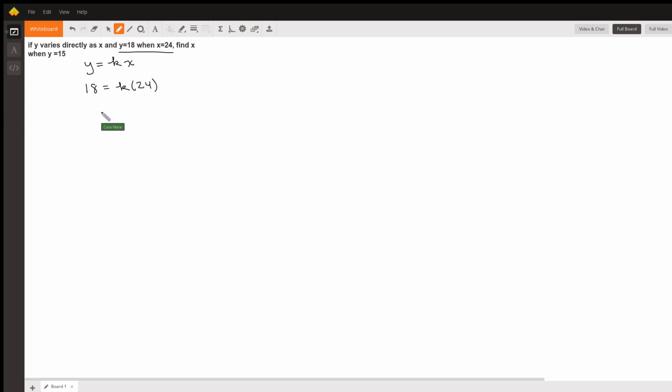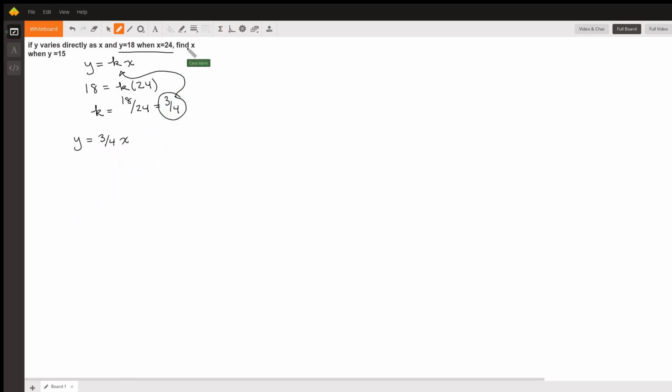If I divide both sides by 24, that gives me the number k, which is 18 over 24, which is the same as 3/4. So I can then take my value of k, plug it back in here, right? So my full equation is y is equal to 3/4 of x.